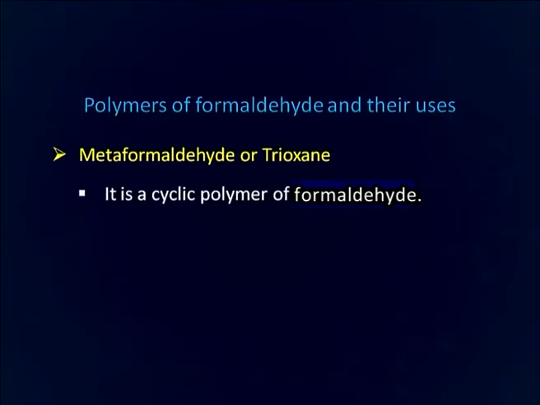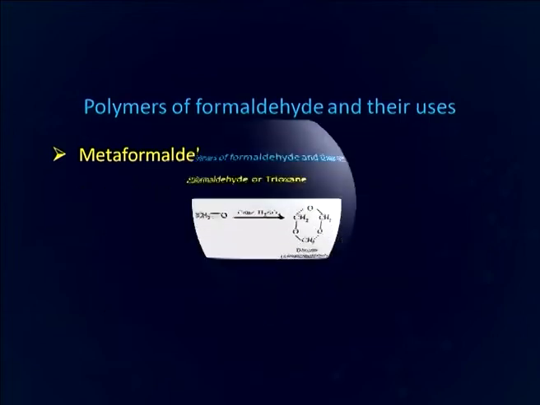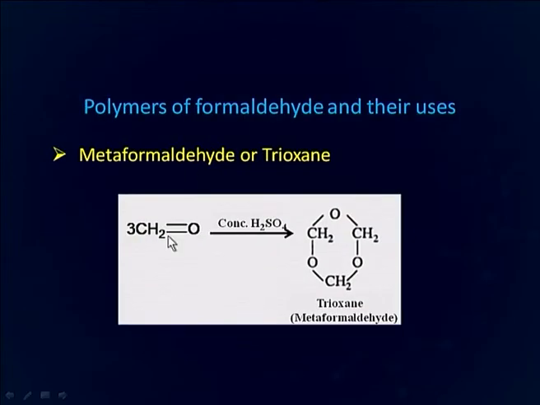Now, we will discuss metaformaldehyde or trioxane. This is a cyclic polymer of formaldehyde. 3 molecules of formaldehyde polymerize in presence of concentrated sulfuric acid to form the cyclic polymer metaformaldehyde, also called symmetrical trioxane. As you can see in this figure, it is 3 molecules of formaldehyde polymerizing in presence of sulfuric acid to give this metaformaldehyde.